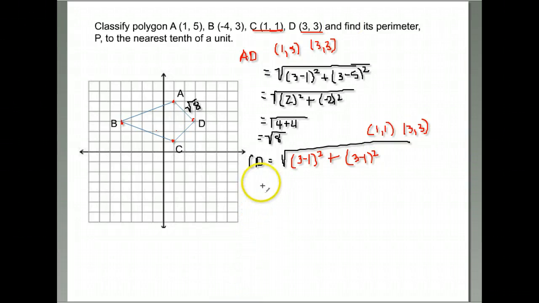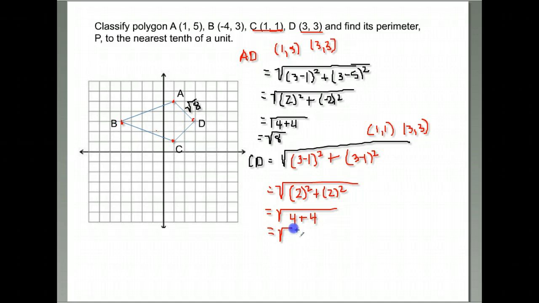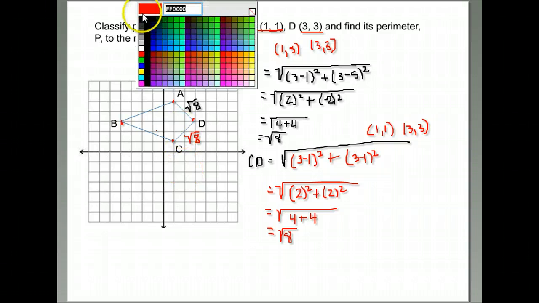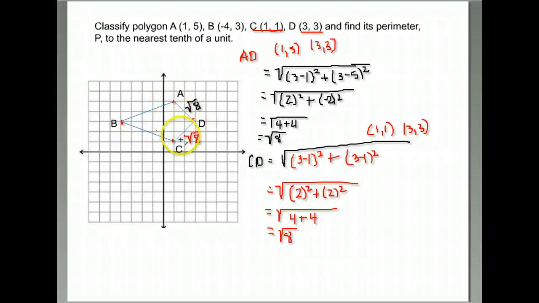We continue and simplify. So 3 minus 1 gives me 2 squared for the first part. 3 minus 1 gives me 2 squared for the second part. 2 squared is 4, and 2 squared is 4. And again, I get the square root of 8. Okay, so CD has a length that's also the square root of 8. And I'll go back later and do those with my calculator to find out exactly what number they are. But for now, that works. So I can see those two sides are congruent.